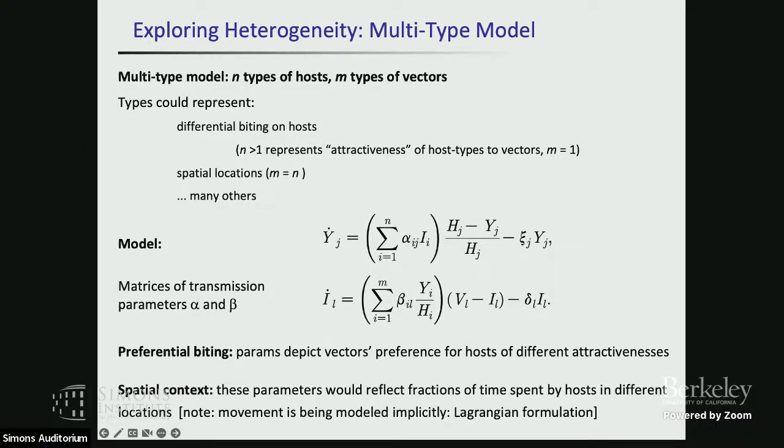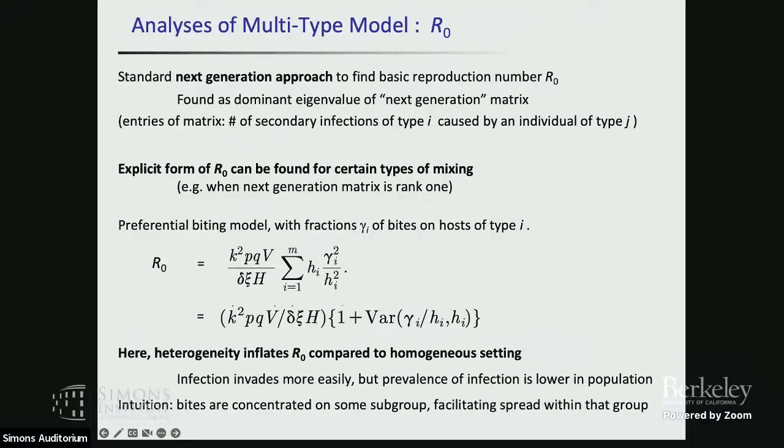And so one example here would be where the index might represent different spatial locations. Then these transmission parameters would depend on the fractions of time spent in different locations. So that would be a Lagrangian formulation, where we're modeling movement implicitly, saying that an individual spends a certain fraction of their time in one location, another location, and so on. So this is a very classical epidemiological framework, except we've got this two-type process.